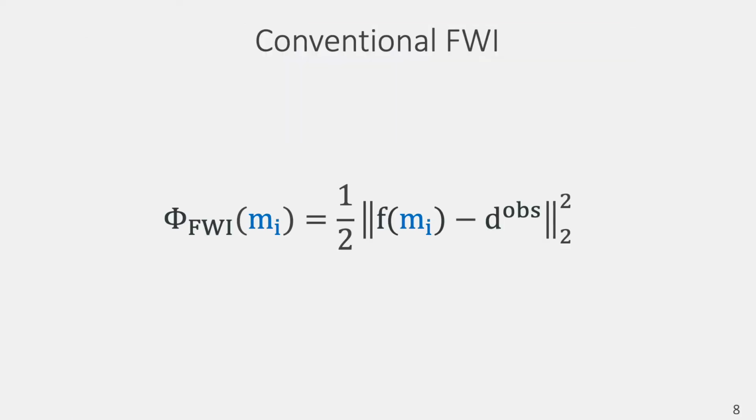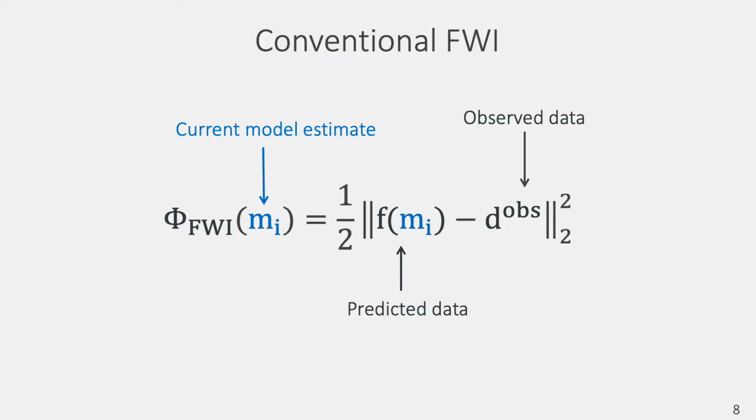Let's recall the conventional FWI objective function. We have our current model estimate, M subscript I or MI. We have our predicted data, F of MI, and we have our observed data. Here, F corresponds to the acoustic isotropic wave equation operator extracted at some predefined receiver positions. The FWI objective function is proportional to the L2 norm squared of the difference between the predicted and the observed data. It is widely known that this large dimensional problem is highly nonlinear.